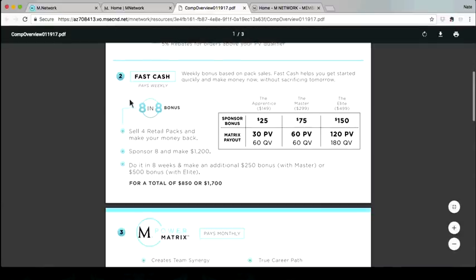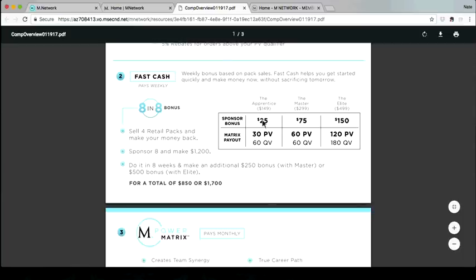And so if you look at this comp plan overview, where we've got highlighted right here under Fast Cash, you see the 3 packs that you can start with. The Apprentice Pack, it's $149. The Master Pack, that's $299, and the Elite Pack, that's $499. So you see how they pay out $25, $75, and $150 respectively in the sponsor bonus through Fast Cash.